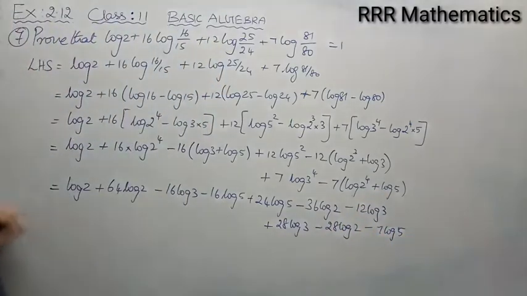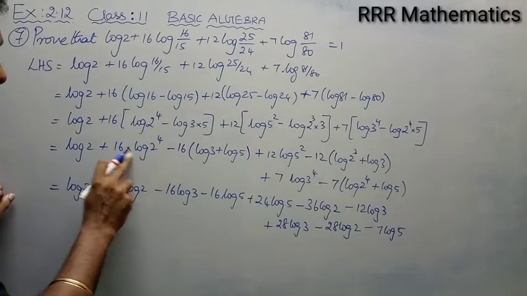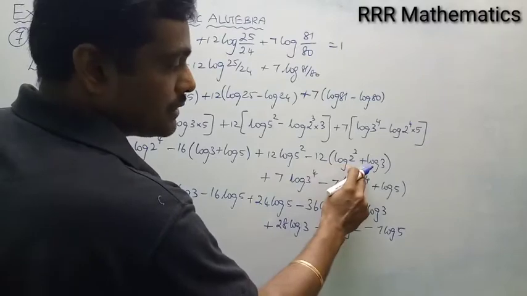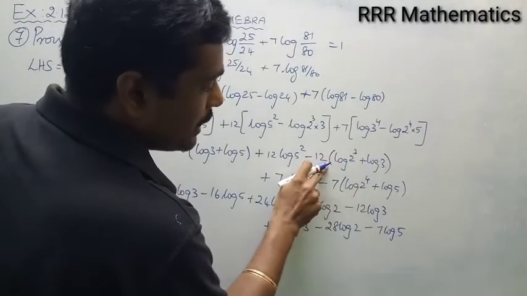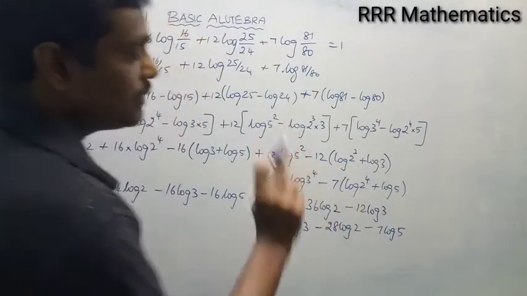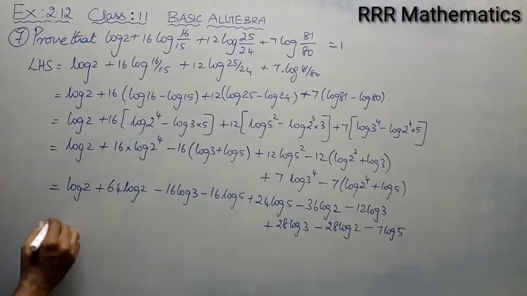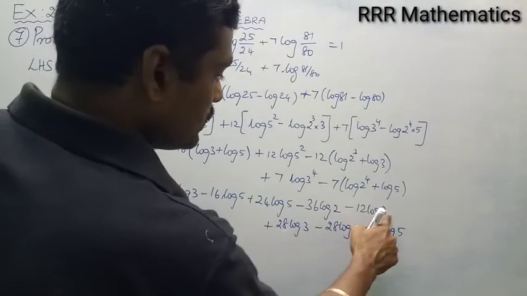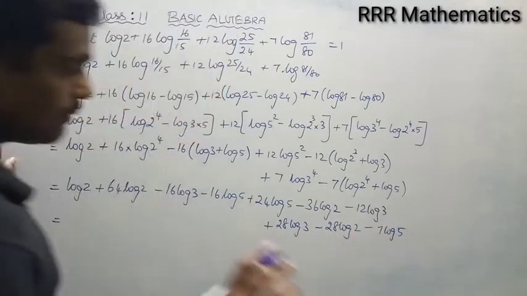Got it? Very simple. I use power rule and I multiply this constant. Here power rule and I multiply the constant. Very simple. Now see, 2, 2, 3, 5, 5, 2, 3, 3, 2, 5. Everything is a prime number.